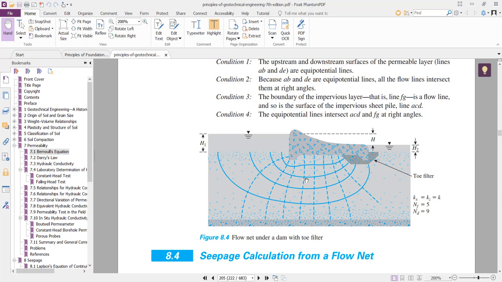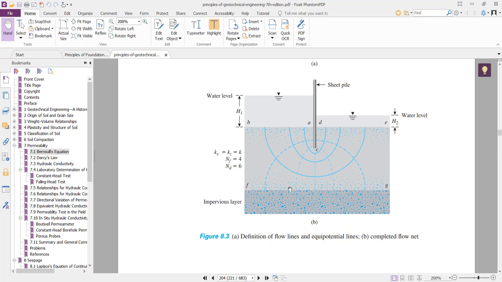We can see this is a flow line, and this is an equipotential line, as we can see here. So the first thing we need to measure is the number of flow channels. The number of flow channels here, NF, equals 1, 2, 3, 4. And then we need to calculate the number of drops.